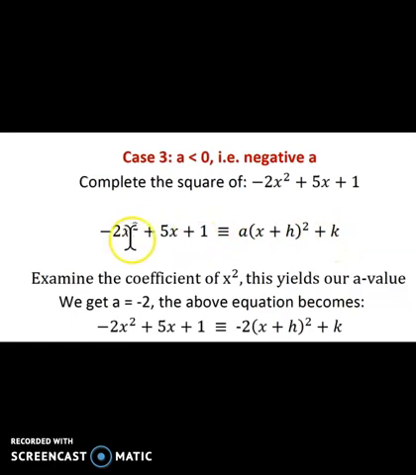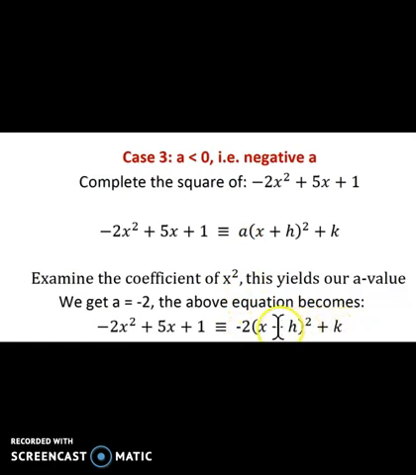If you notice, the coefficient of x squared here is negative 2. So your a here is negative 2, your b is 5, your c is 1. So you can replace your a with negative 2. You're substituting your a here as negative 2. So this really becomes minus 2(x + h)² + k.